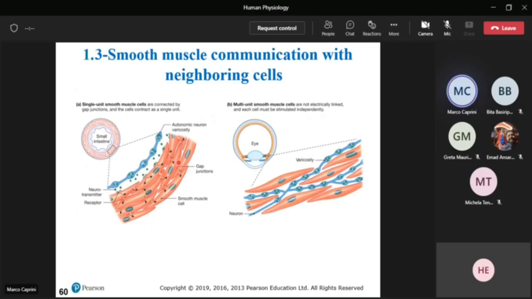What is the role of the gap junction and how are the gap junctions built in the smooth muscle cell? We have already studied the gap junction. Do you remember where? Where did we analyze the gap junctions? In which part of the program that we have already studied?